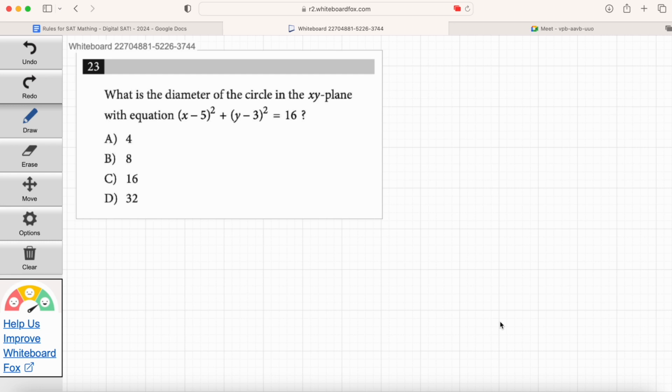What is the diameter of the circle in the xy plane with equation? Yeah, that equation. That mess. Don't worry about trying to read that. Okay. Ruby, how familiar are you with graphing circles in the xy axis? I am slightly familiar. I'd say most students are kind of in that camp of slightly familiar.